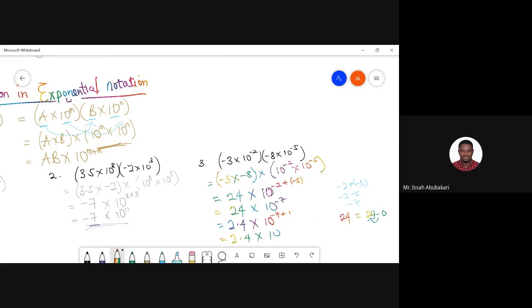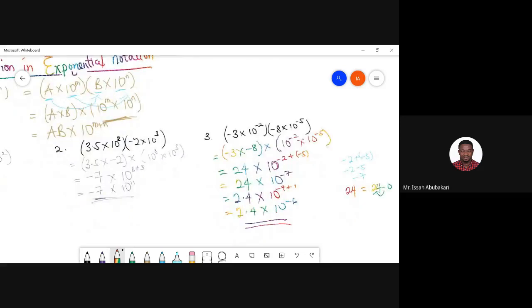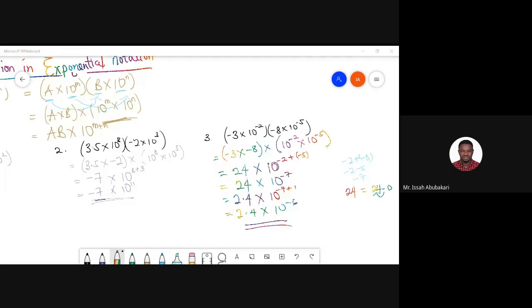Now our final answer is 2.4 multiplied by 10 power minus 7 plus 1. Minus 7 plus 1 will give us what? Minus 6. So our final answer becomes this: 2.4 times 10 power minus 6. So these are some examples under multiplication. And you should be able to do any question under this.